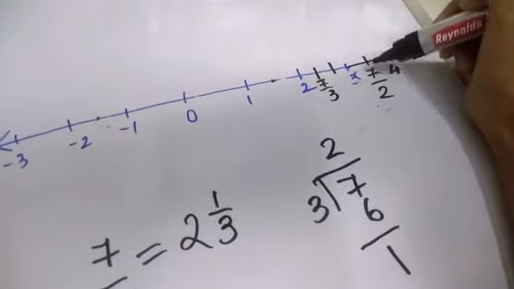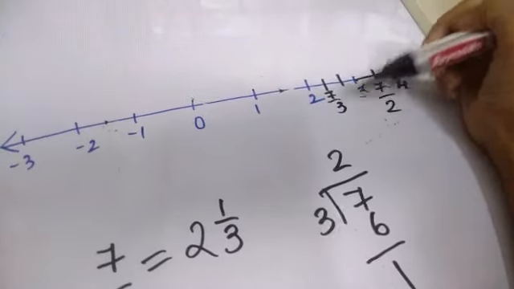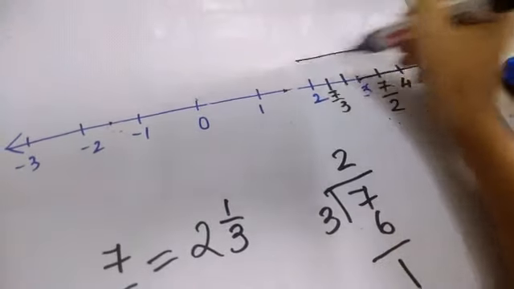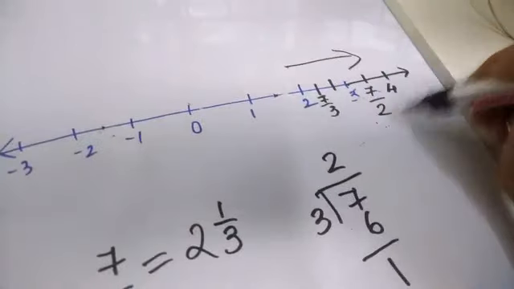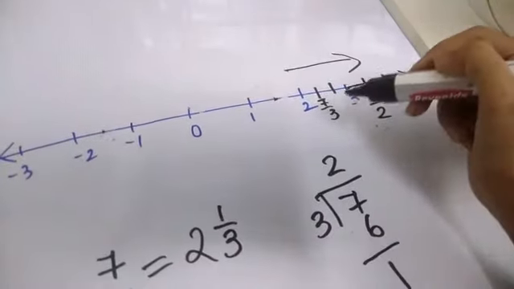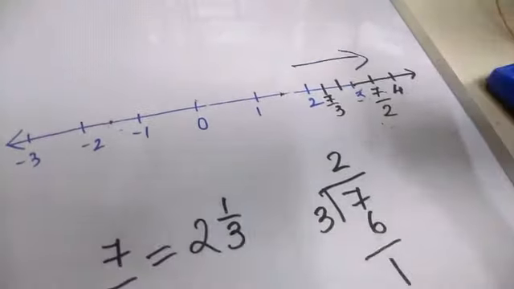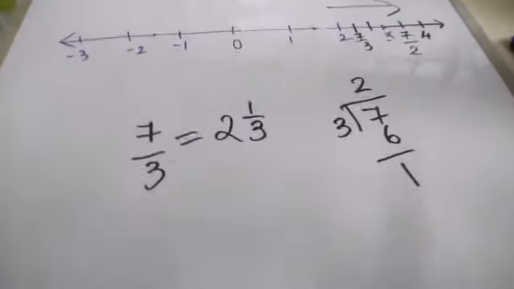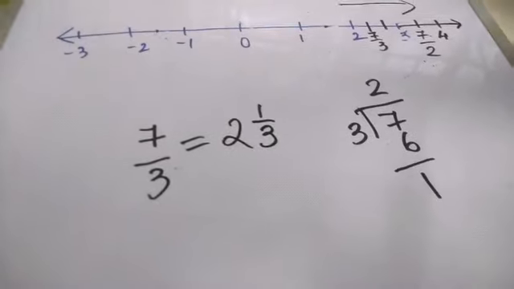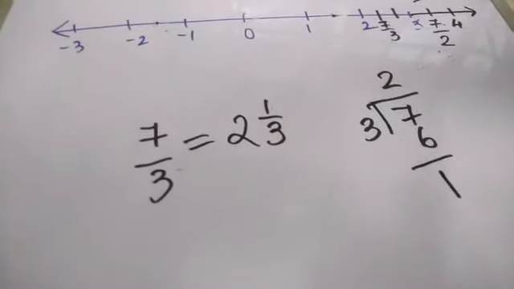Now you can see between 7 by 2 and 7 by 3, which is bigger? Whichever is on the right, right? When you move towards the right, the number gets bigger. So 7 by 2 is actually bigger than 7 by 3. Okay, so that way you can compare your rational numbers. I'll show you a different way. You can use the same method to compare rational numbers without using the number line, and I'll show you that.